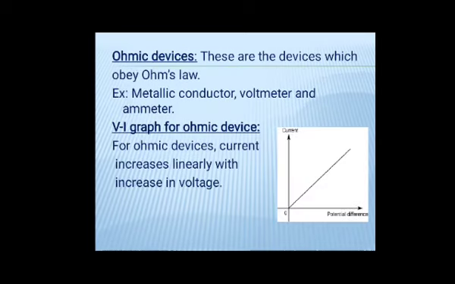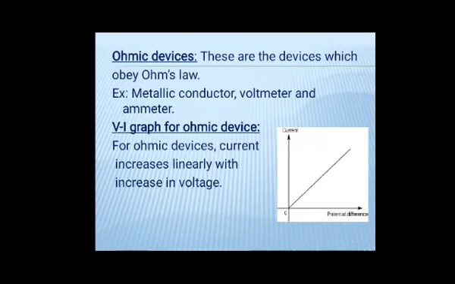There are some devices which obey Ohm's law. Those devices are called ohmic devices. For example, metallic conductor, voltmeter and ammeter. Voltmeter is an instrument which is used to measure potential difference. Ammeter is an instrument which is used to measure electric current. So these are ohmic devices because they obey Ohm's law.